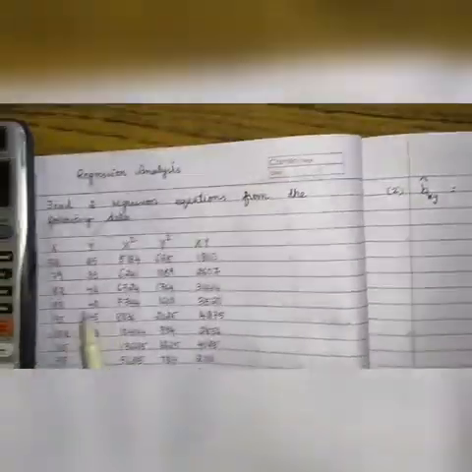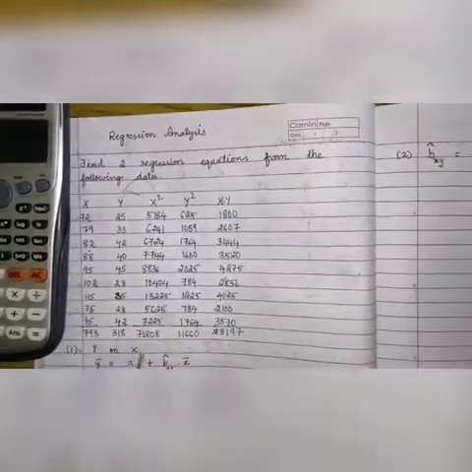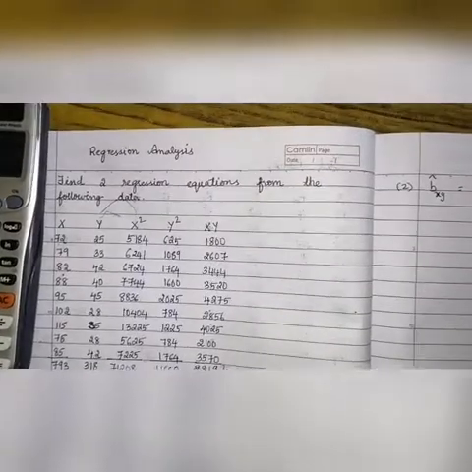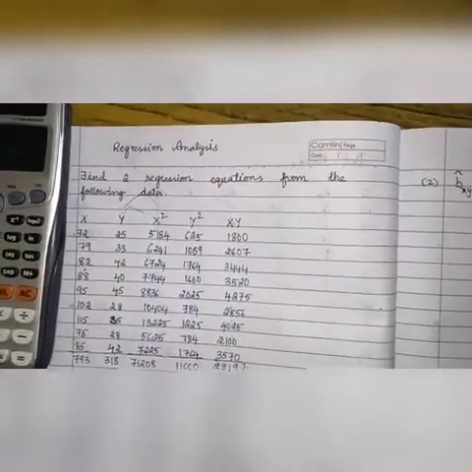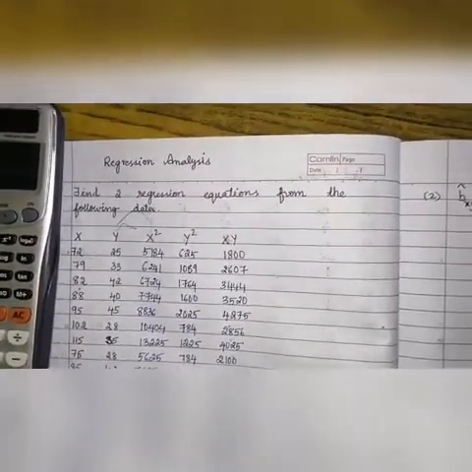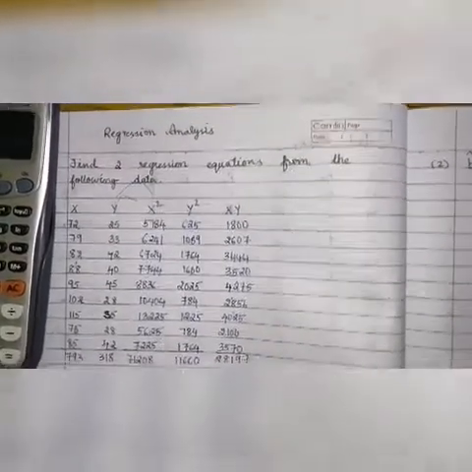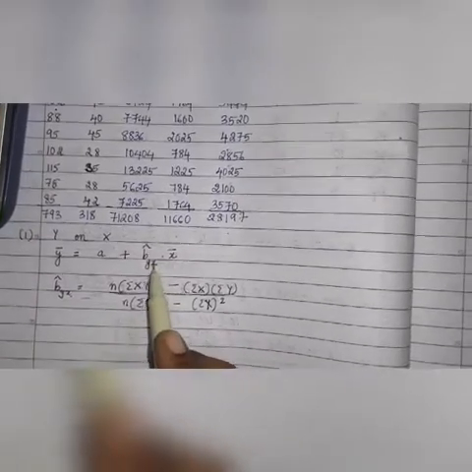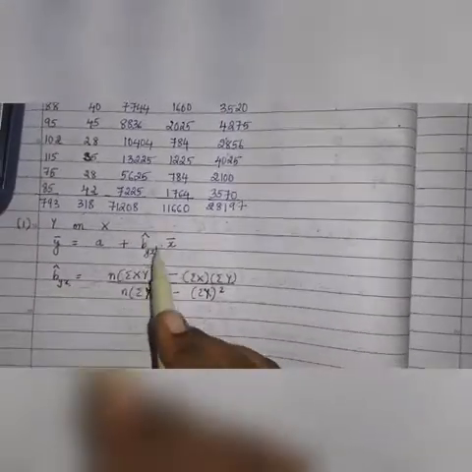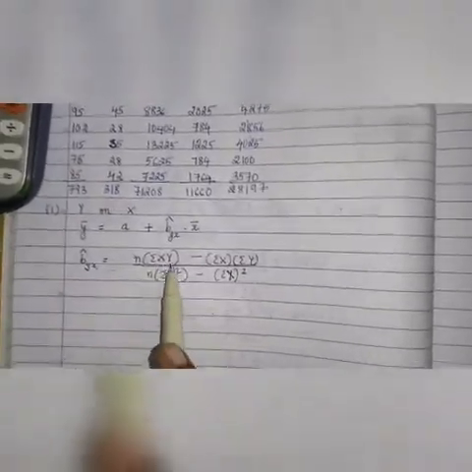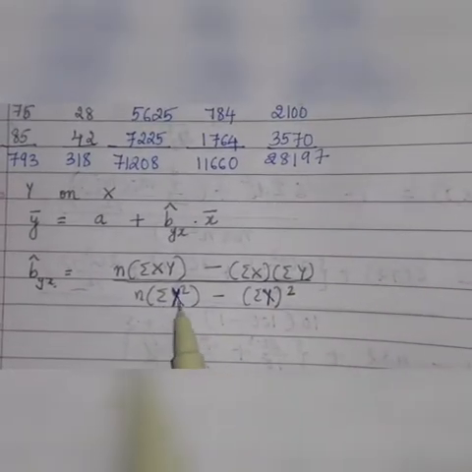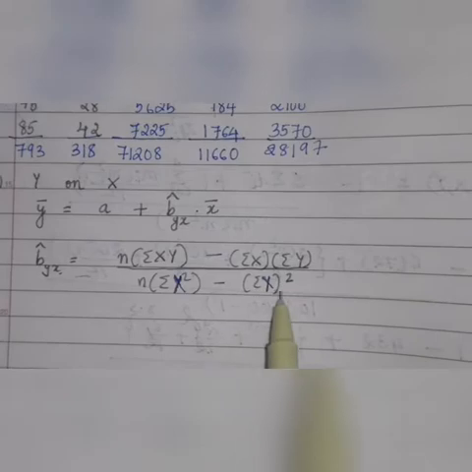So when two variables x and y are given, the formula for the regression equation y on x is y bar is equal to a, the intercept, plus b cap y on x into x bar. B cap y on x is the regression coefficient here, and the formula is n into summation xy minus summation x into summation y by n summation x square minus summation x whole square.